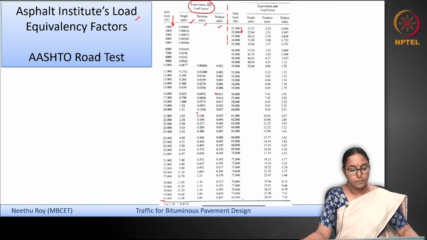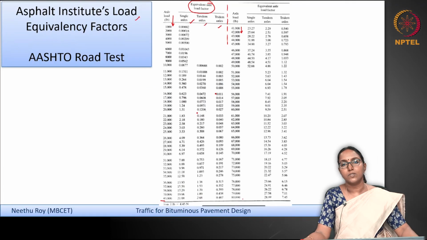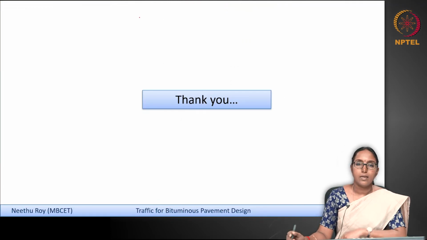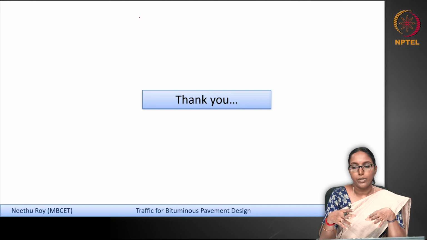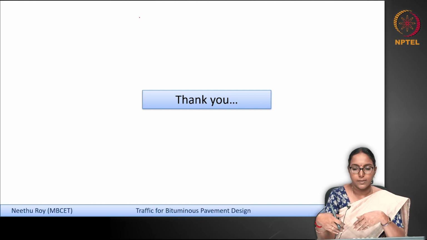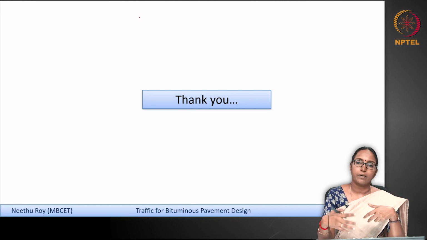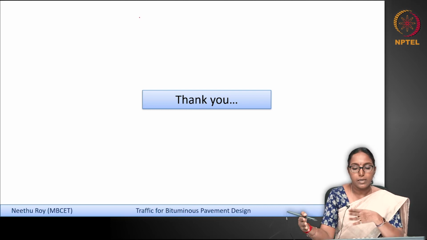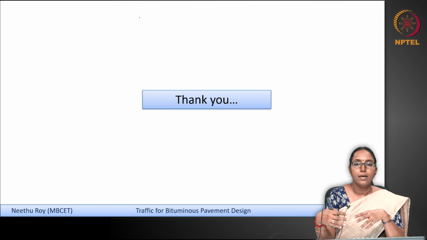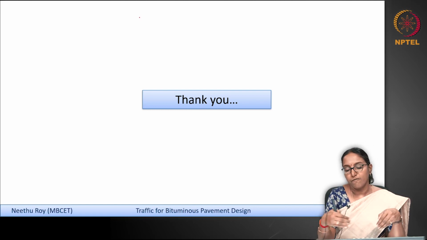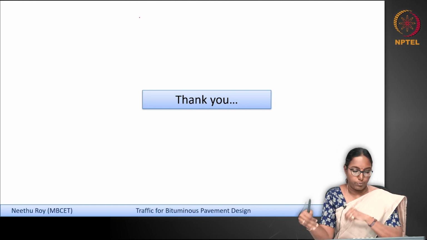So to summarize, what we have discussed is how a single axle load can be converted to a standard axle, and how a tandem axle or a TRIDEM axle can be converted to its equivalent standard axles in the fixed axle load approach. Okay.